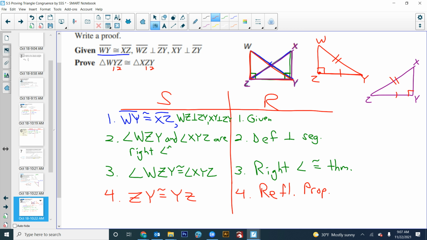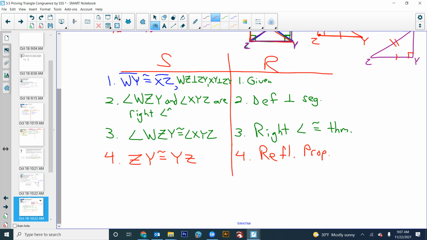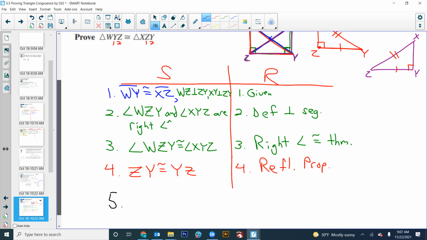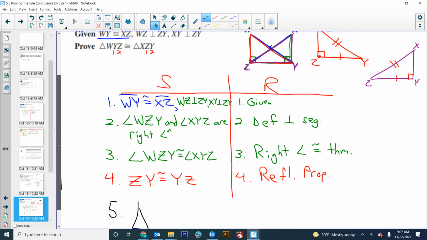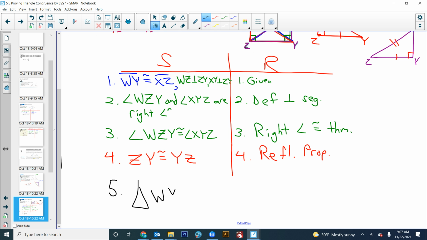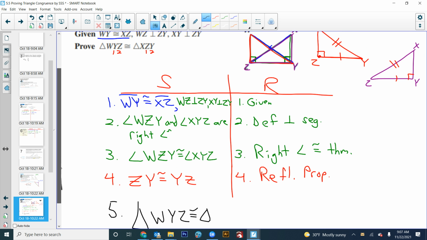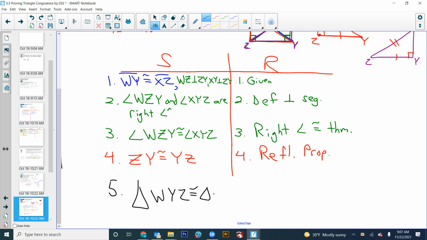And then a pair of hypotenuses congruent. We already have legs congruent. Hypotenuses. Ooh, that's a weird triangle. Triangle WYZ is congruent to triangle WZY.